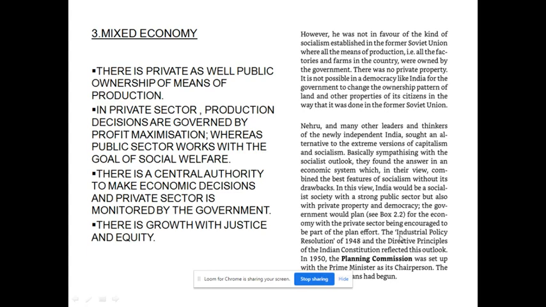This has been stated in the Industrial Policy Resolution of 1948 and the directive principles of the Indian Constitution too. So on this basis, the Planning Commission was established in 1950 with the Prime Minister as its chairperson, and then the 5-year planning started. So we have just gone through the three economic systems and how the Indian government at that time adopted the economic system which was best suited to our economy.